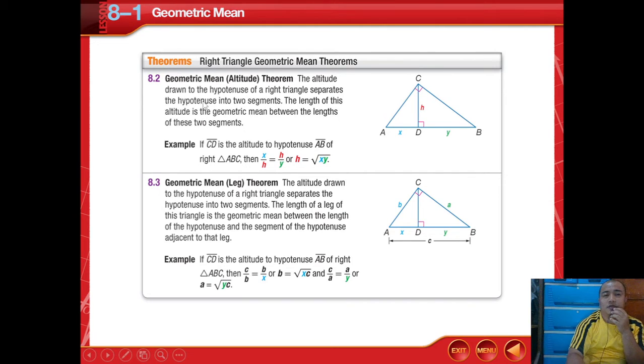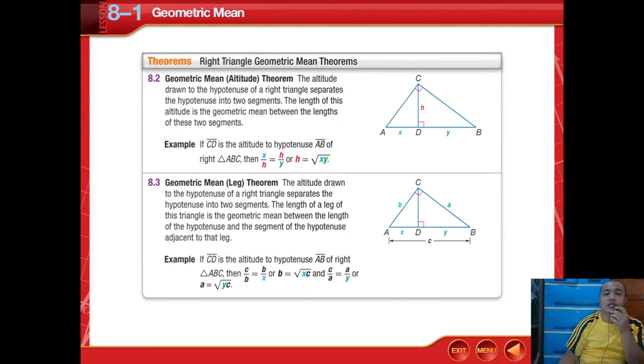This is called the geometric mean altitude theorem. So for h, just get the square root of the product of x and y. Now let's move on to the geometric mean leg theorem. The altitude drawn to the hypotenuse of a right triangle separates the hypotenuse into 2 segments. The length of a leg of this triangle is the geometric mean between the length of the hypotenuse and the segment of the hypotenuse adjacent to the leg.